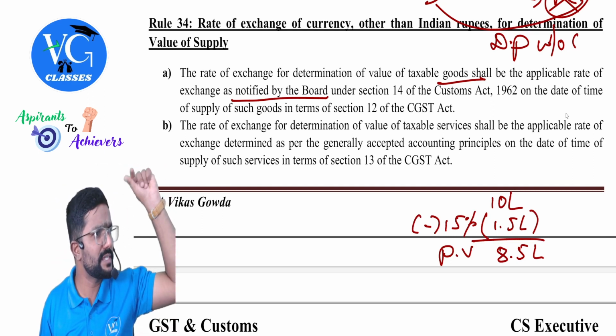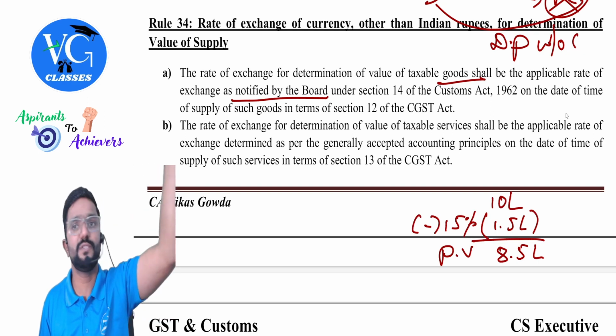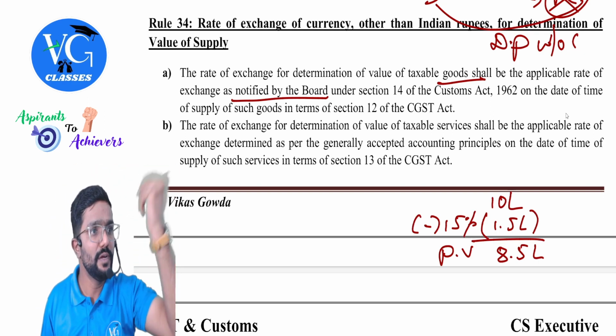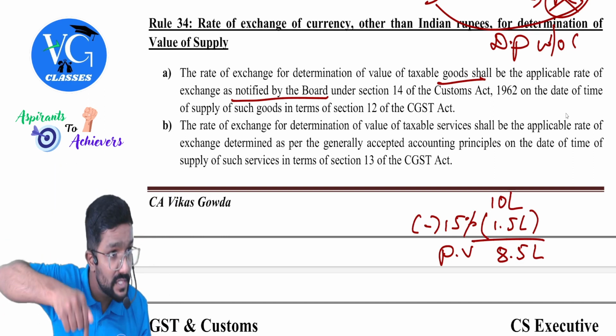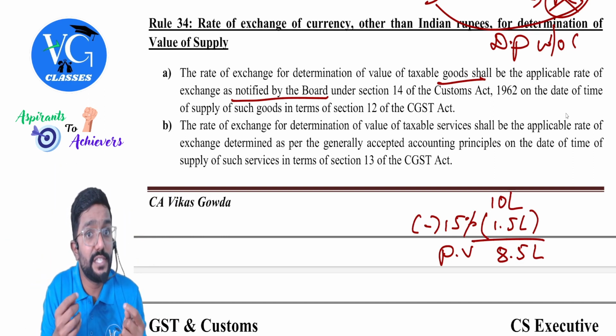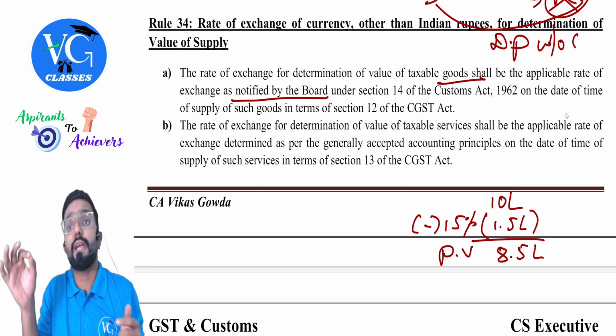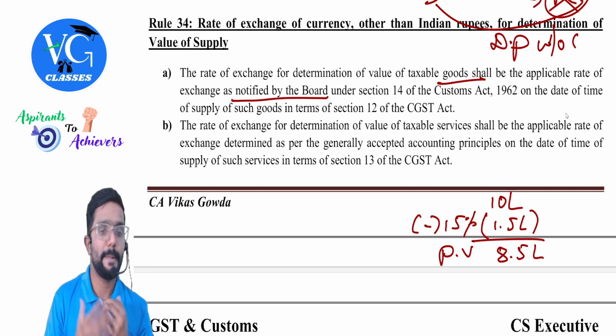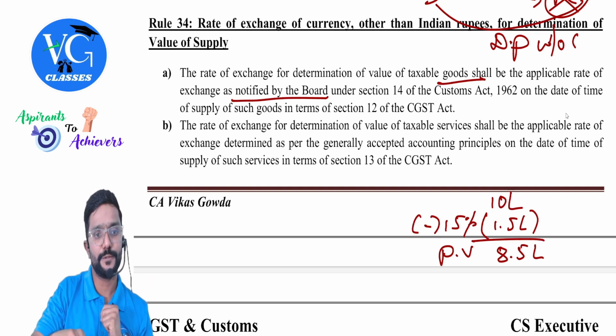We already covered the separate chapter on time of supply. As per that, first we need to decide the time of supply. What is the date? Assume it is 10th December. On that day, what is the exchange rate notified for this currency which the supplier has received? On that day, what is the exchange rate notified by the CBIC?